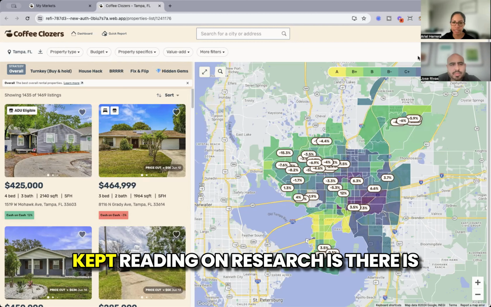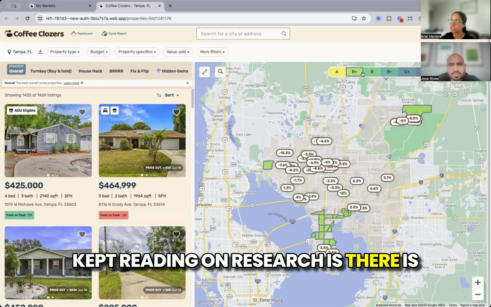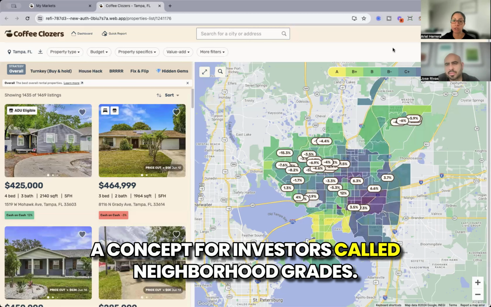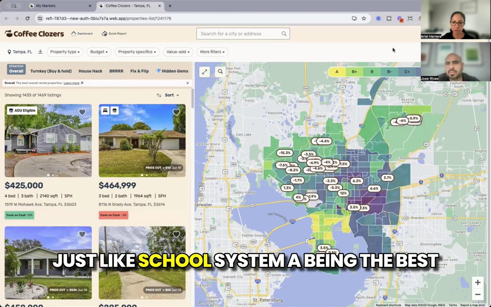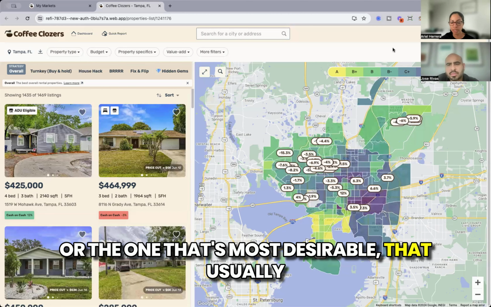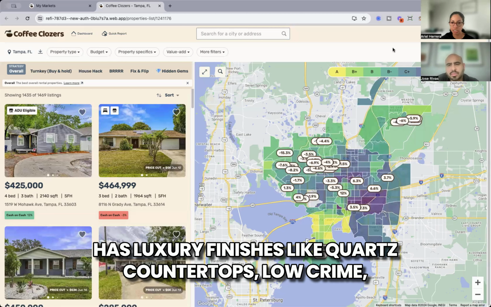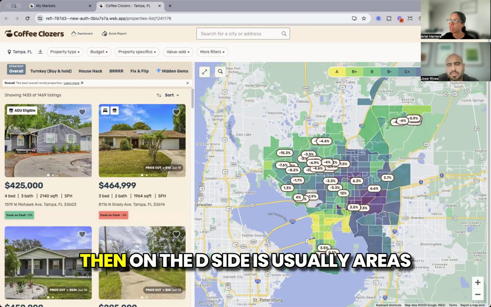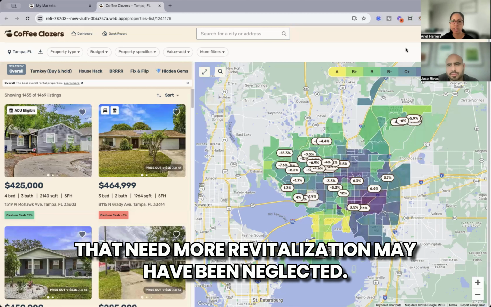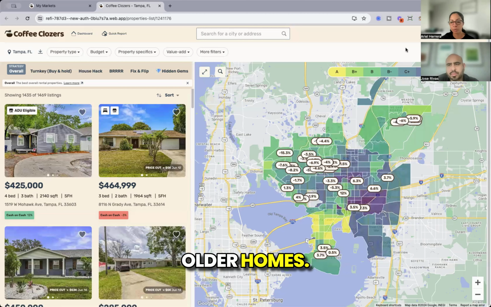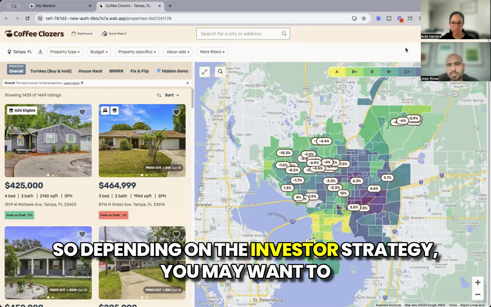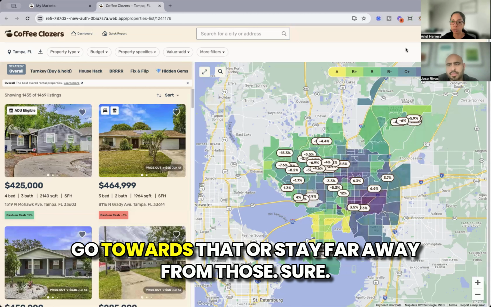One of the number one things I kept reading in research is a concept for investors called neighborhood grades. Just like a school system, A being the best or the most desirable, usually has luxury finishes like quartz countertops, low crime, and really good school systems. Then on the D side are usually areas that need more revitalization, may have been neglected, older homes. So depending on the investor strategy, you may want to go towards that or stay far away from those.